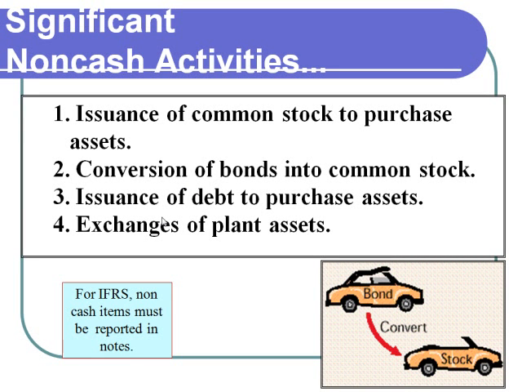Issuing debt to purchase assets. Again, let's say a company purchased a building and signed a mortgage for $1 million. The mortgage payable would go up $1 million, the building would go up $1 million, and you want to explain that significant difference. And any sort of plant asset exchanges. For international financial reporting standards, non-cash items must be reported in the notes as well.